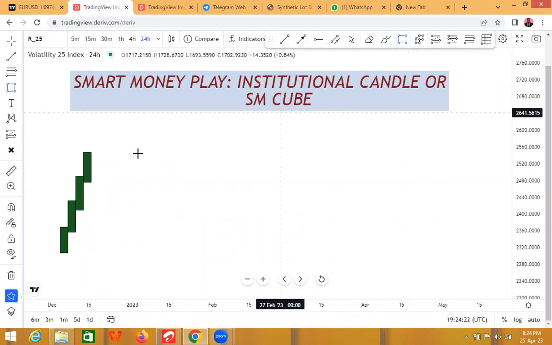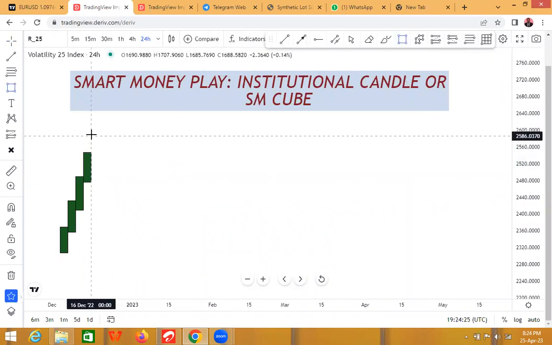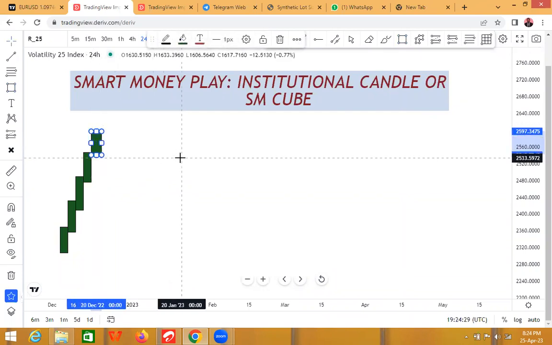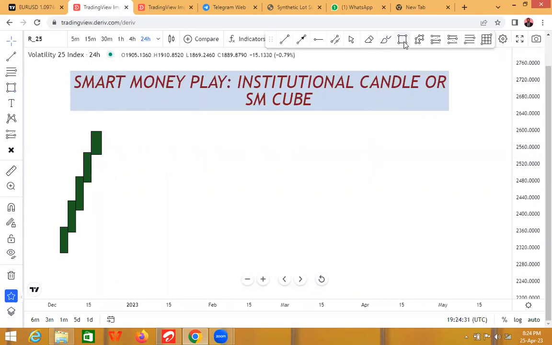These are bullish candles. We're still in a bullish trend. So stay with me. Let's go.